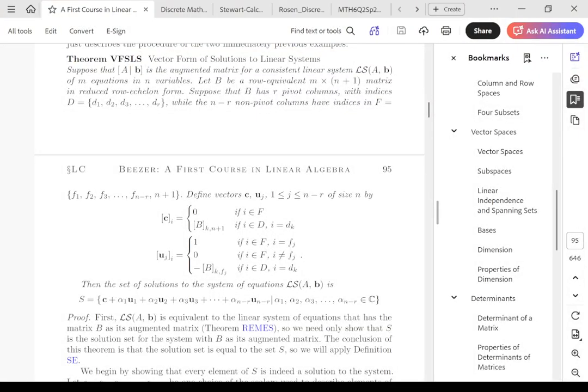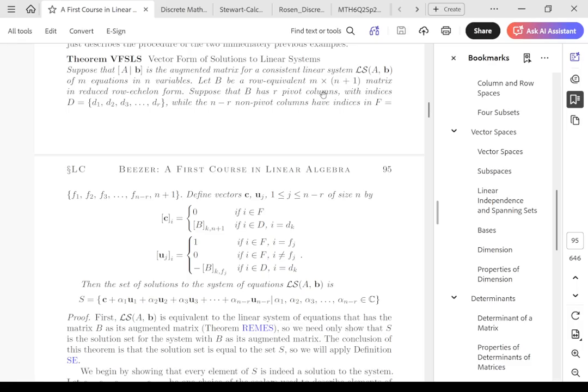So, theorem VFSLS, the vector form of solutions to linear systems. This states that suppose that A augmented with a column of constant vector B is the augmented matrix for a consistent linear system. Okay, so strictly talking about consistent systems of m equations in n variables. Right? Let B be a row equivalent m by n plus 1 matrix in reduced row echelon form.